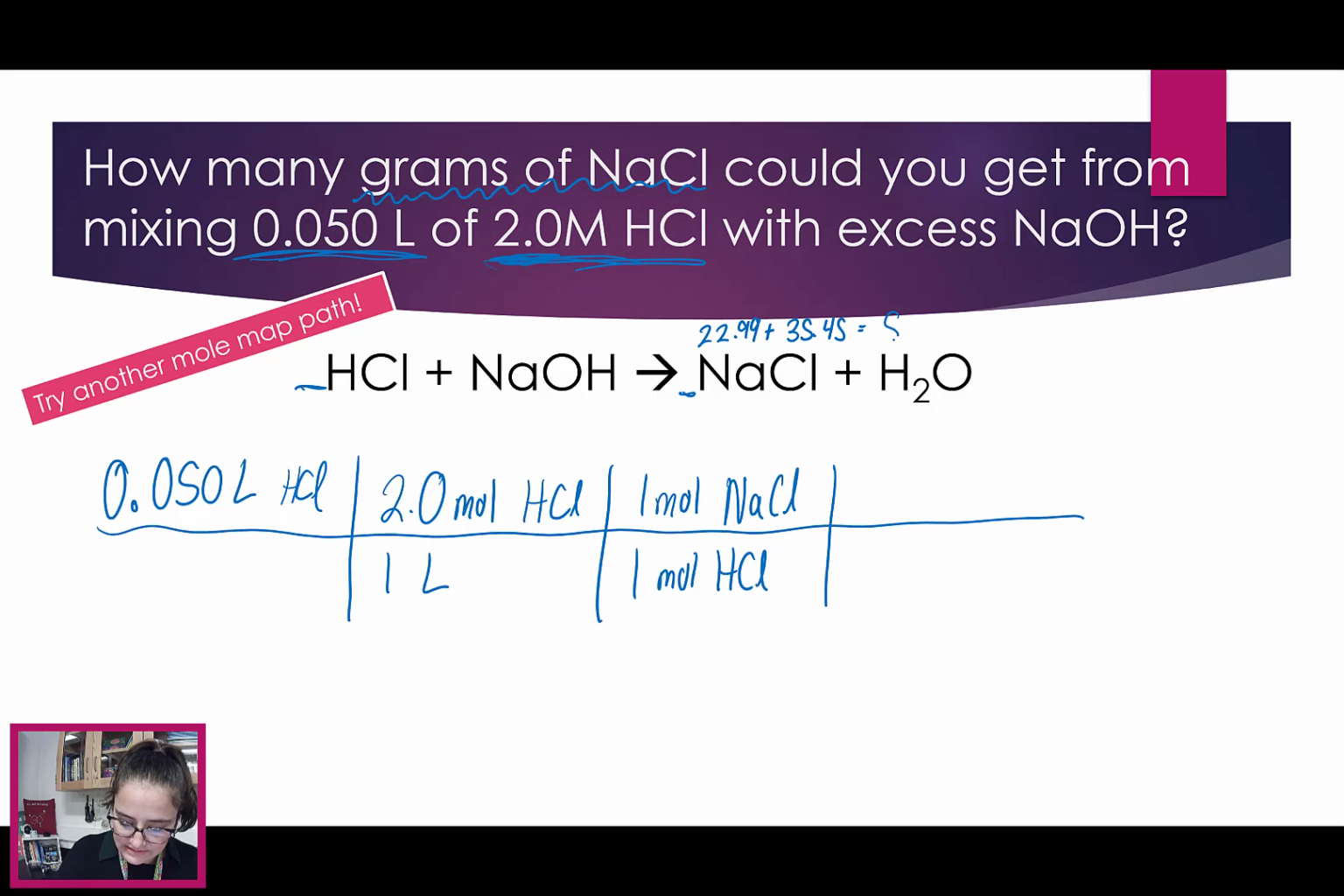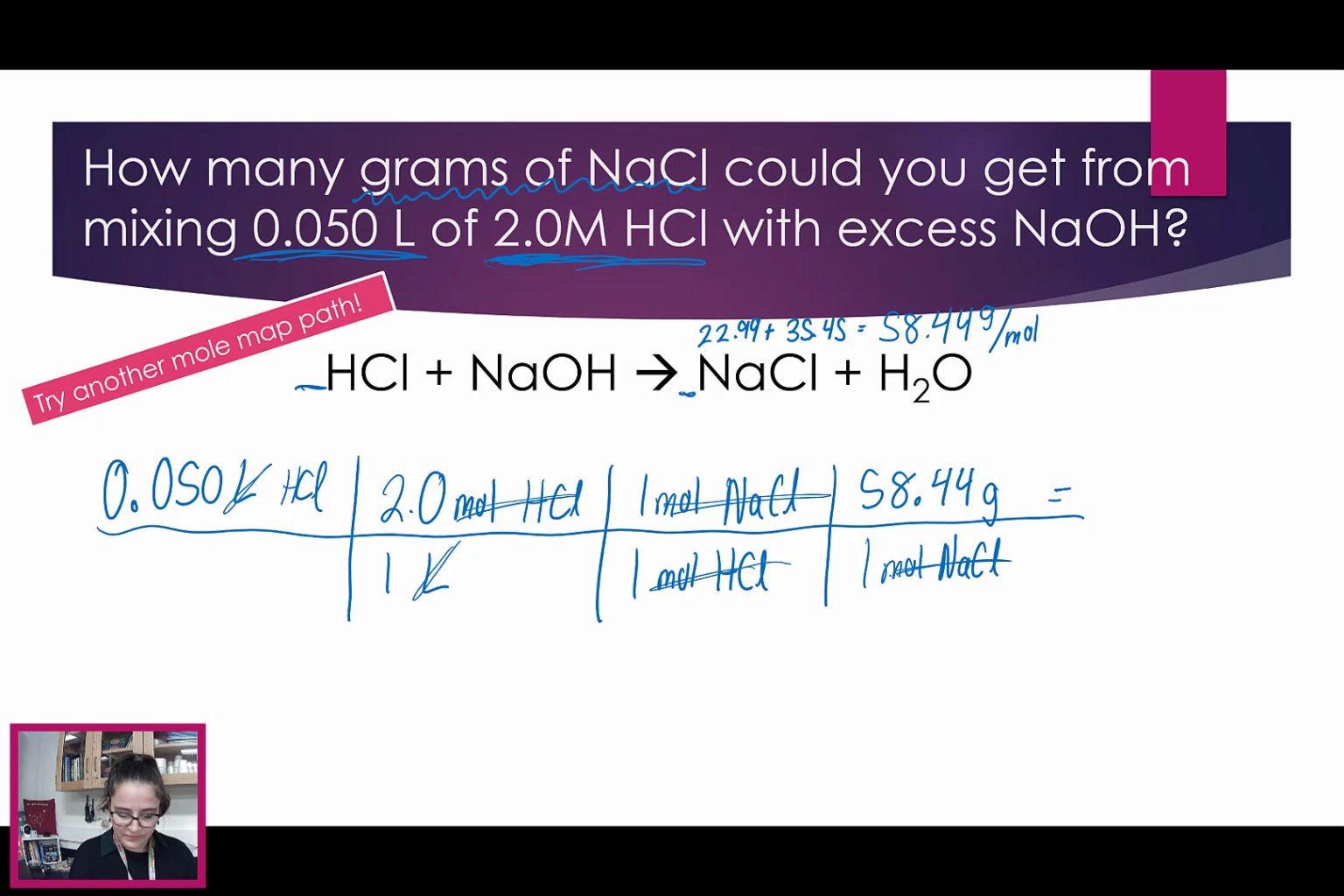And again, those are the masses from the periodic table. And we get 58.44 grams per mole for that NaCl. So 1 mole of NaCl has a mass of 58.44 grams. Okay. And then our liters cancel out, our moles cancel out, and we're left with grams. We plug it into our calculator, and we get 5.84 grams of NaCl.